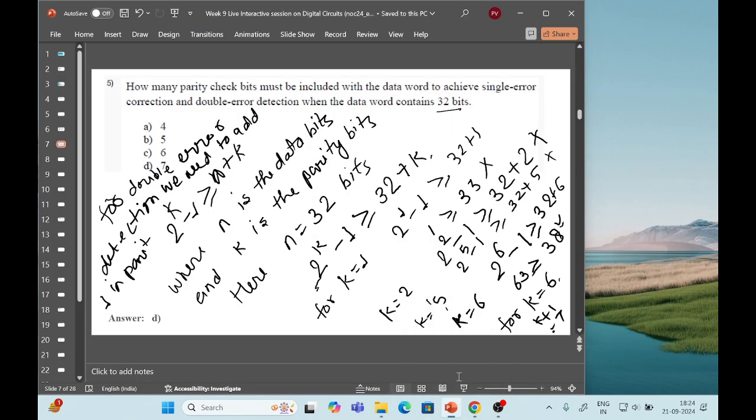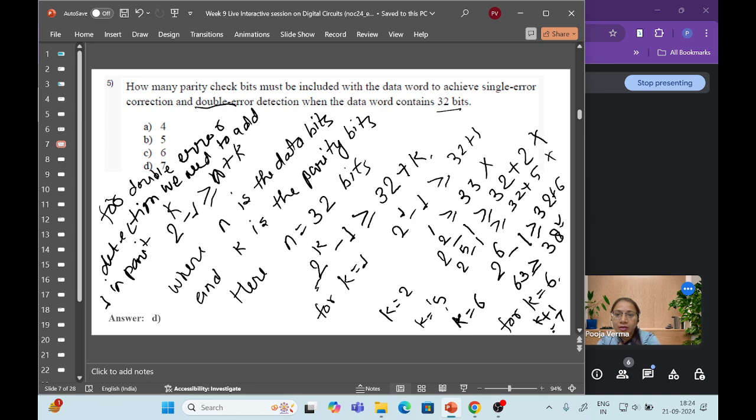For double error detection, we need to add, check this point. Here it is written: to achieve single error correction and double error detection, we need to add one extra parity bit. Okay, so that's why we have got the number of parity bits 6 that is used for single error correction and single error detection. For double error detection, we need to add one more parity bit. So that is k plus 1, 7. 7 is the correct answer.